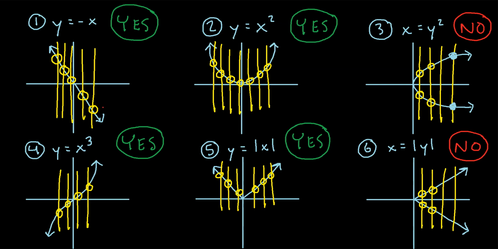So those were just a few examples of how you can use the vertical line test to determine if a graph represents a function.